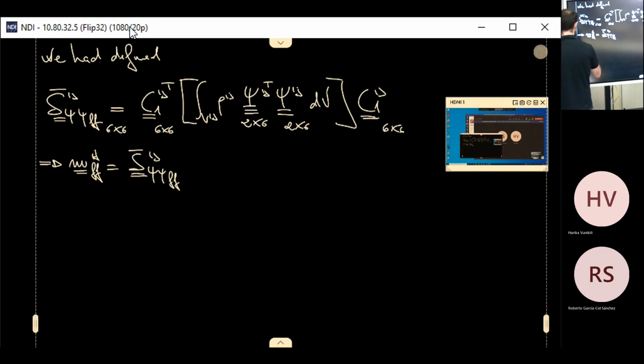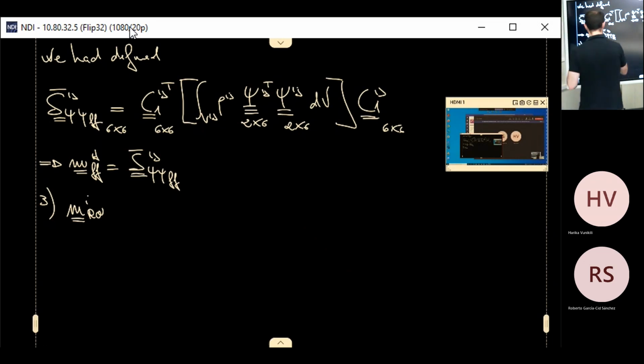Then, let's start with the third, which is M R theta I. What I'm doing here, again, with this exercise, is letting you see how your code works. You calculate all of these quantities, and then you get your mass matrix. We will get also the stiffness, and then you have the mass, you have the stiffness, you can implement your equations, and then your solver will solve it for you, luckily.